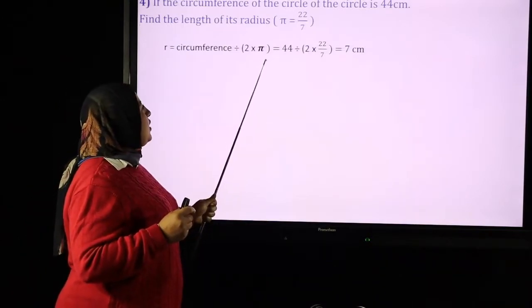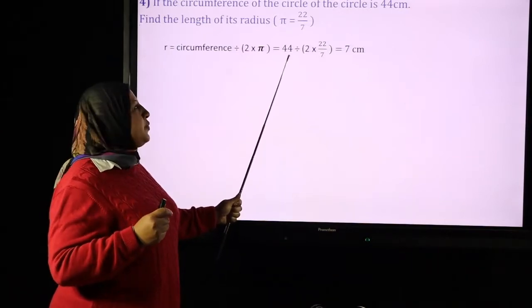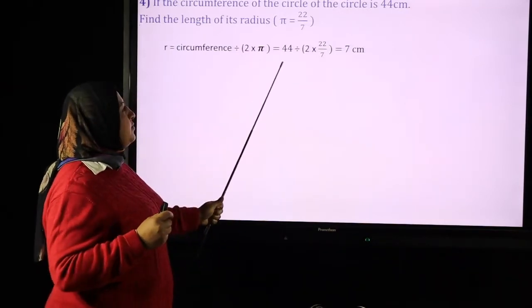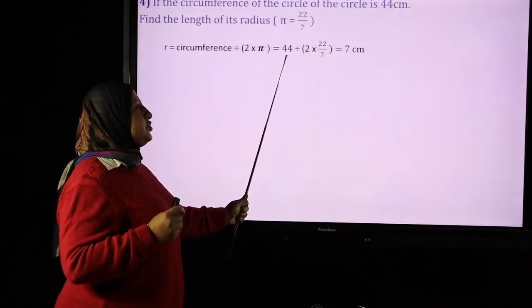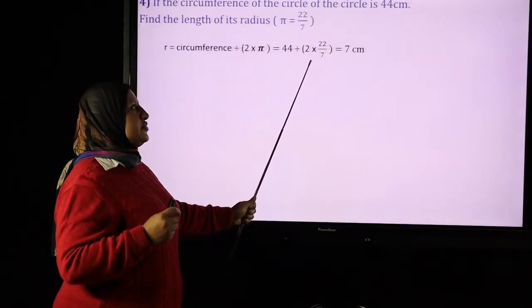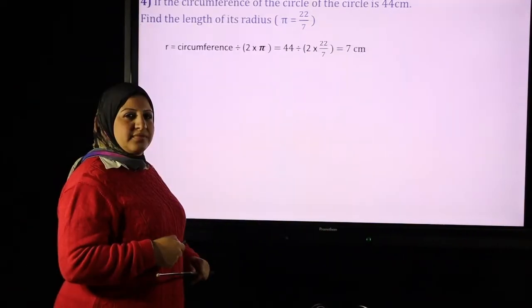Okay. Equals circumference here equals 44 divided by, I will open bracket, 2 times 22/7, close the bracket. Equals 44 divided by 2 times 22/7 equals 7 centimeters.